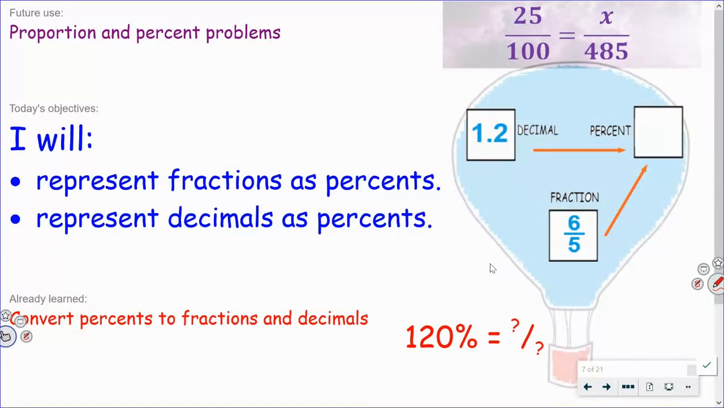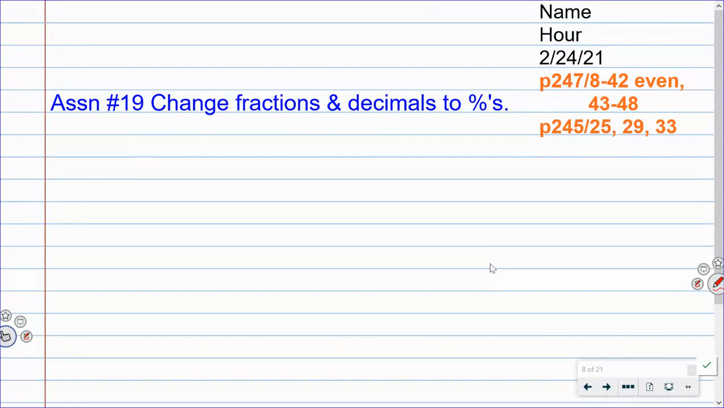And of course, we will eventually be able to use this percentage knowledge to solve problems involving percents. That is our goal in the next week or two. All right, pause the video. Come on back when you're ready.